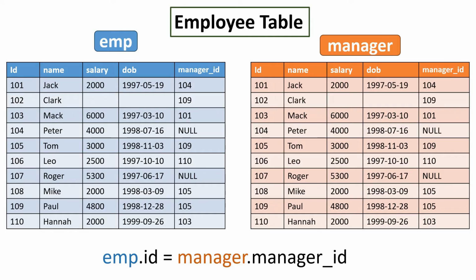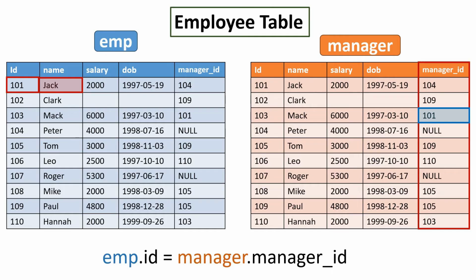So for example, let's take ID 101 from the EMP table. Now the query will look into the manager ID column of the manager table. So here 101 is present in this column. That means the employee with ID 101 is also a manager, and as a result it will return Jack as the employee name.